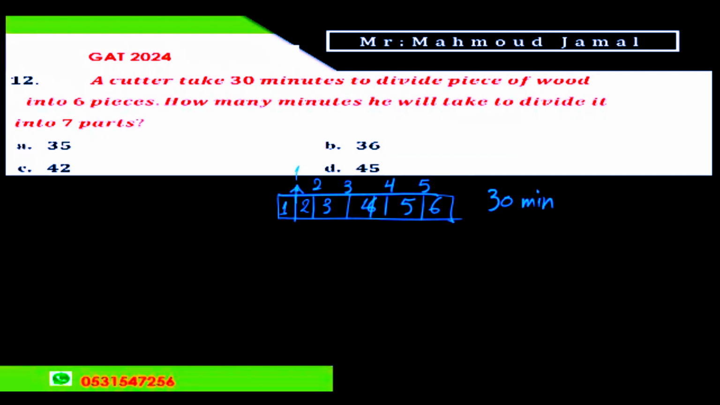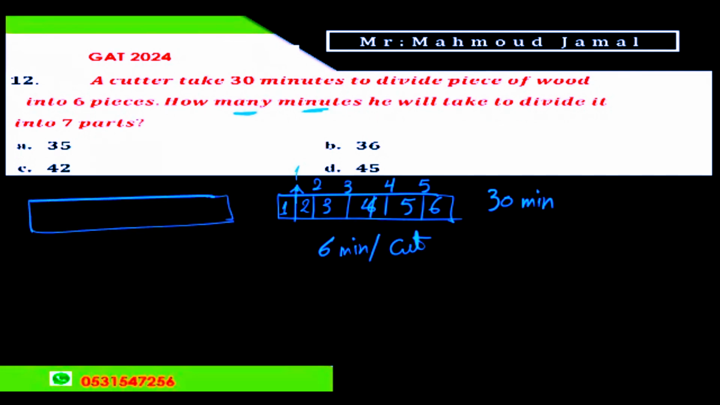So each cut takes 6 minutes per cut. Now, how many minutes will he take to divide it into 7 parts? I have the same piece of wood, but I want to divide it into 7 pieces, not 6. 5, 6, 7. This is correct. This is incorrect. We have to remove this part.